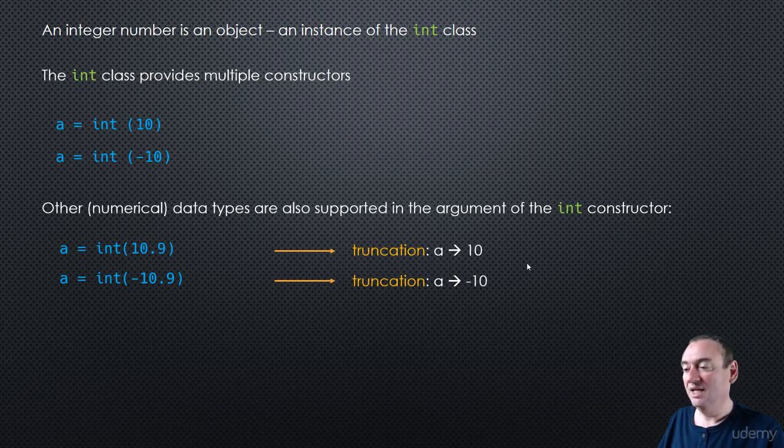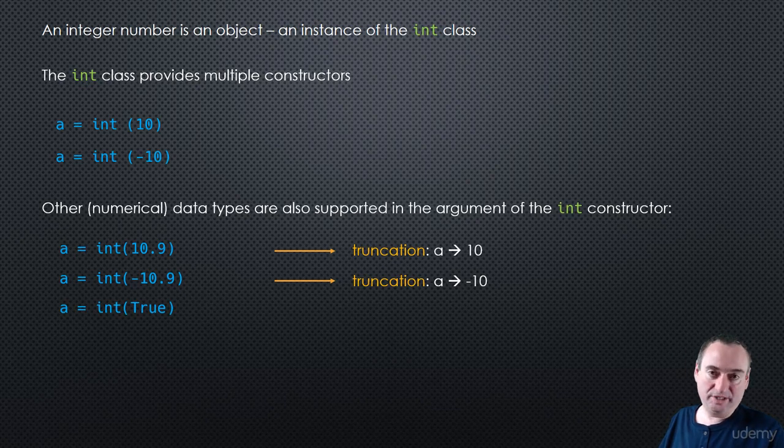This is truncation. We'll discuss that in more detail in the videos on floats, and we'll look at alternative ways of converting floats to integers, because instead of having 10.9, maybe you want to say, hey, if I convert 10.9 to an int, I want it to be 11. Maybe I want to round up, right?